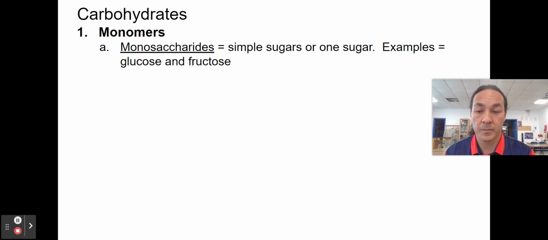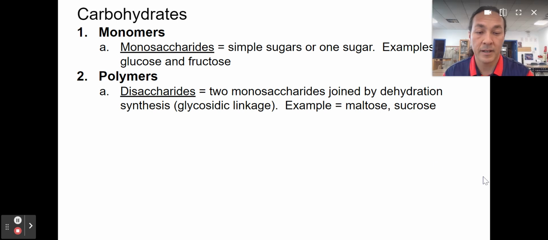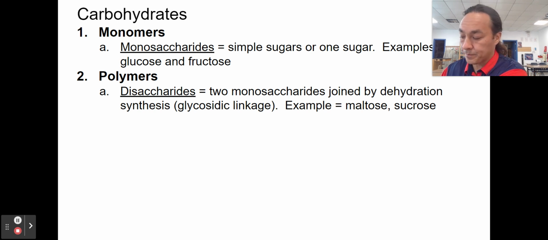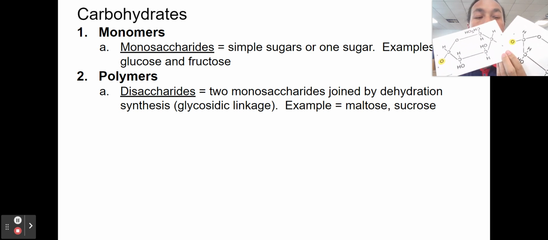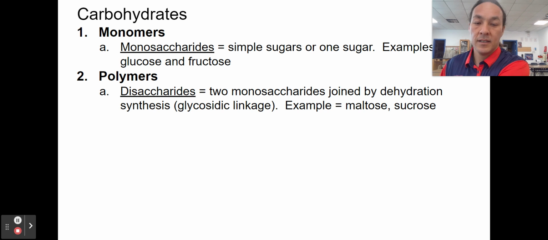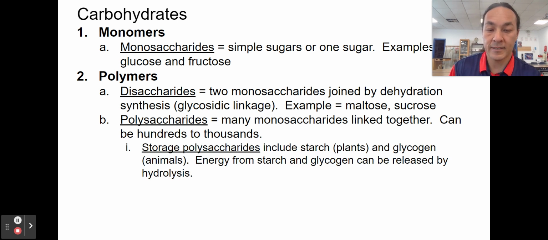All right, a couple more quick notes. Monosaccharides are simple sugars, or one sugar, glucose and fructose. Polymers, disaccharides are two monosaccharides joined by dehydration synthesis. Now I'm going to give you a new word. That word is a glycosidic linkage. Glycosidic linkage is when it's bonded on that oxygen, and that's just the name we give it. That's a covalent bond. Polysaccharides are many linked together, can be hundreds to thousands.